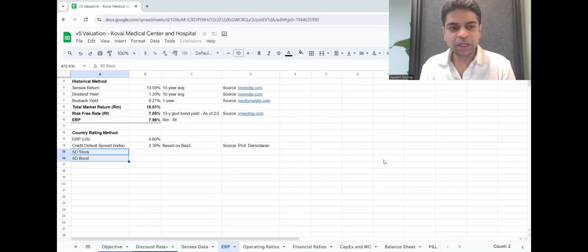All right. So what we need to do is estimate the standard deviation of the stock market and the standard deviation of the bond market for India. Okay. So what are we trying to do here?